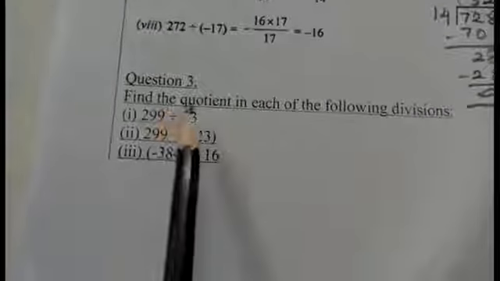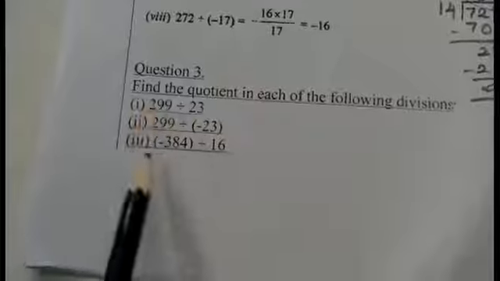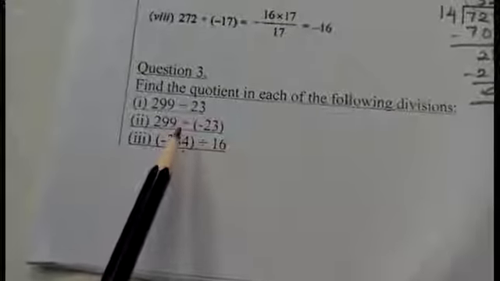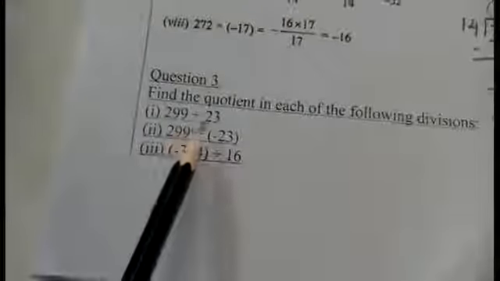Coming to the third sum, find the quotient in each of the following divisions. We are going to check these three questions, students. Same calculation, same division process. You are going to try the sum. All the division rough work you are going to do in your rough work, students. You are going to write only the answers in the fair part.